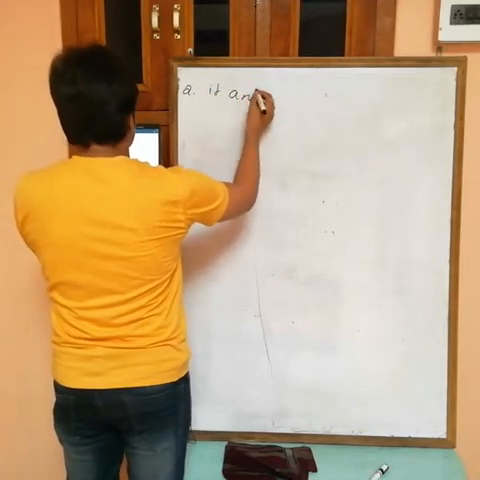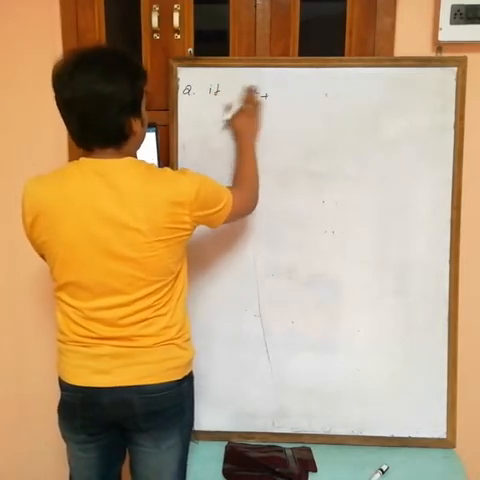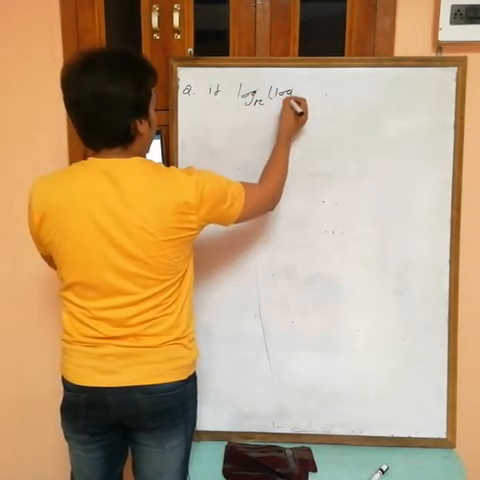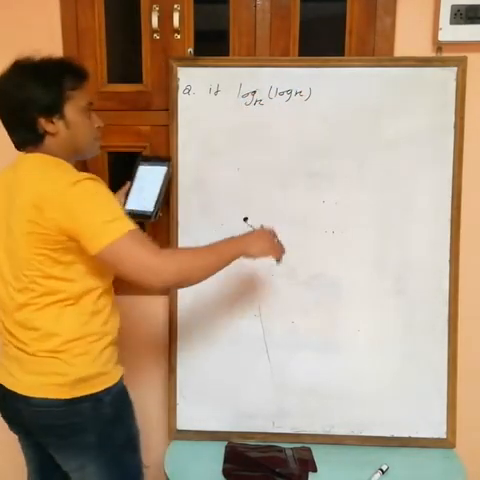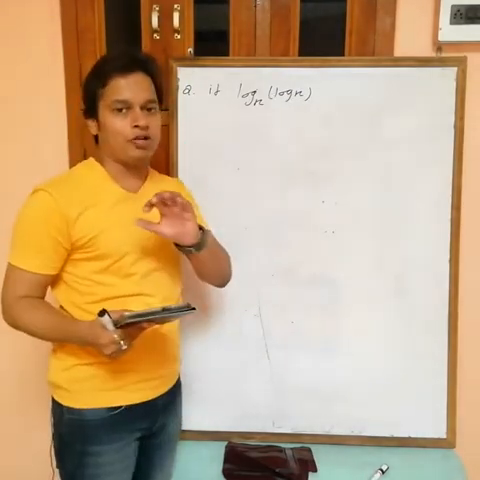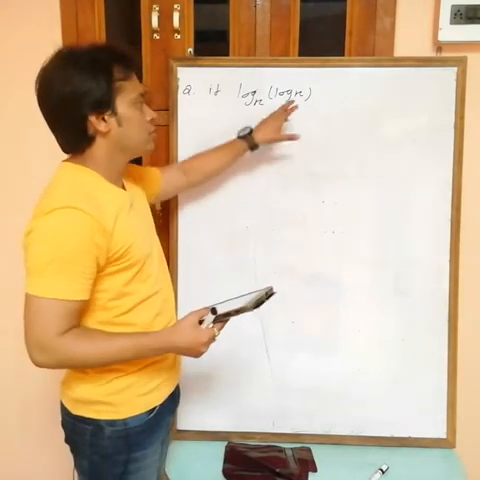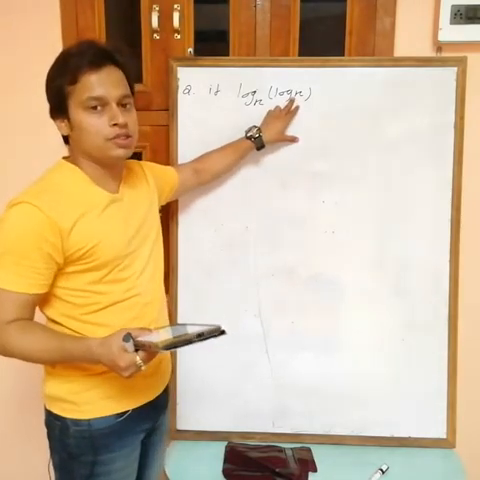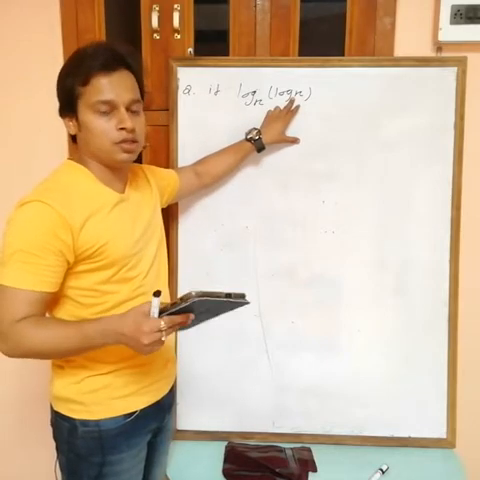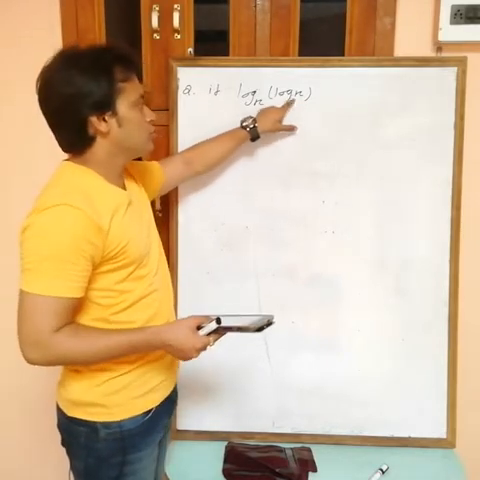Next, if f(x) = log of x to the base x, or log of ex... Here the base is x and here the base is e. If the base is not written in calculus, it means in mathematics, then assume the base as e, not as 10. Okay? Because generally in calculus base e is used. So assume base as e.